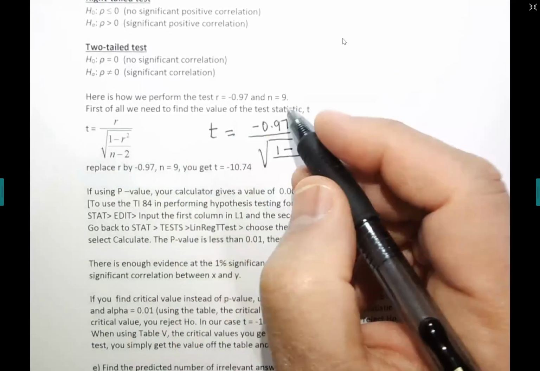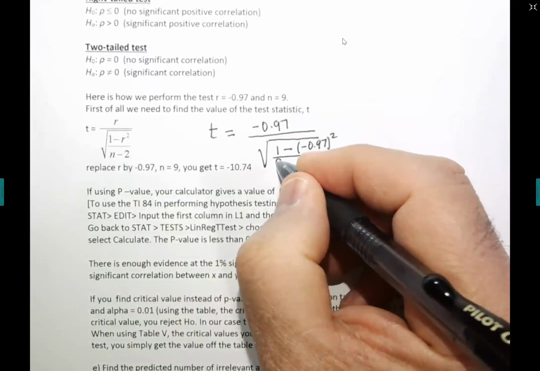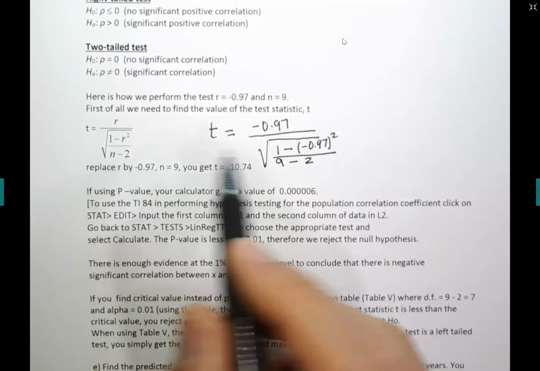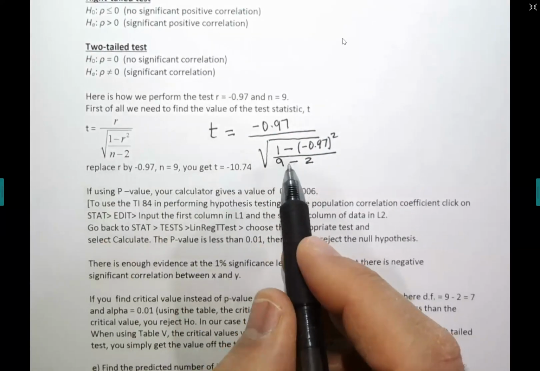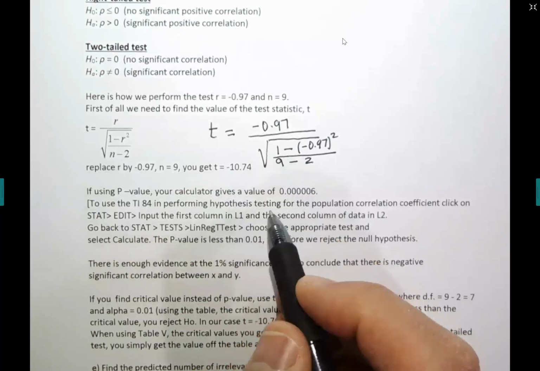How many children were there? If you count them, guys, if you count how many in the table, there were 9. So it's 9 minus 2, not minus 1, minus 2. The degrees of freedom, when you do a linear regression t-test, is N minus 2, so it's 9 minus 2.